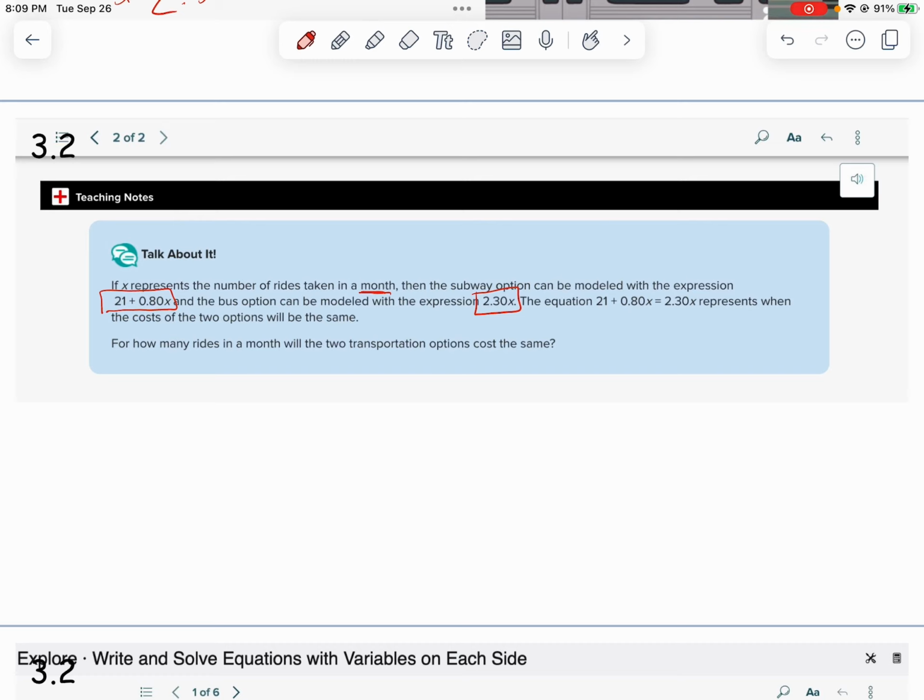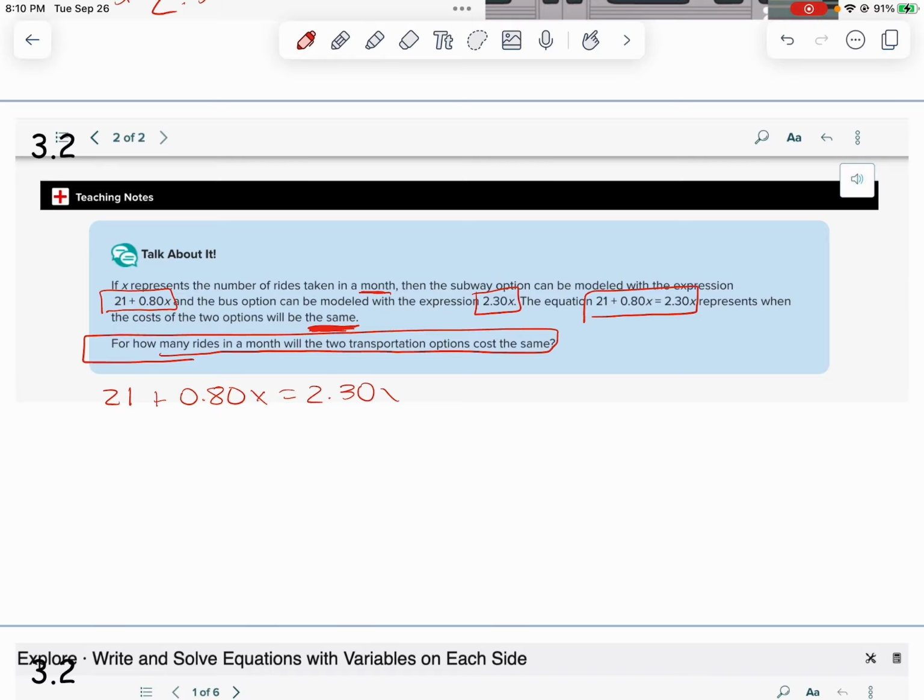The equation, this one right here, represents when the cost of the two options is the same. So when it costs the exact same amount for the bus and the subway. In order to figure out how many rides in a month it would take for them to cost exactly the same, I would need to solve this equation: 21 plus 0.80x equals $2.30x.